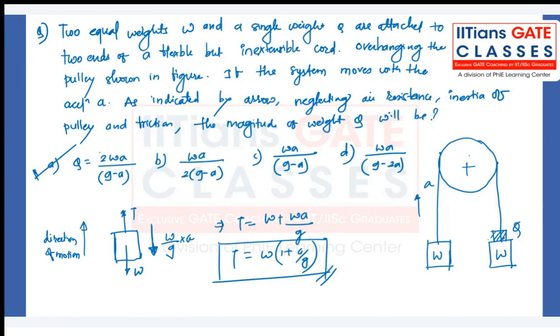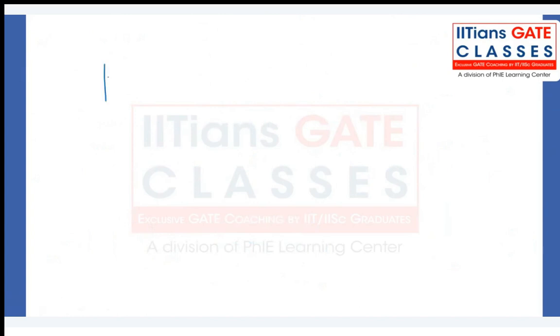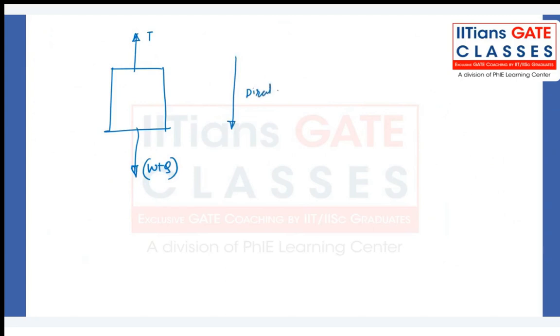Then apply the same strategy to the free body diagram of the second figure. Let's consider this as the second figure. Overall, we have W plus Q acting downward. Tension will be there, and this body is moving in this direction. This is the direction of motion. So this will be mass times acceleration, that is the inertia force, whose value is (W plus Q) divided by g times a.